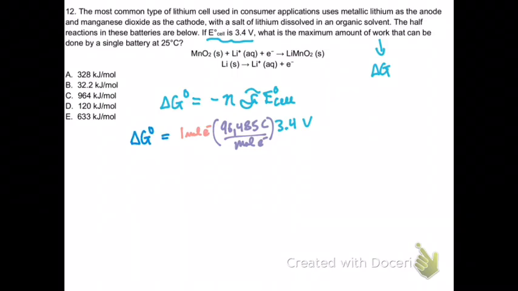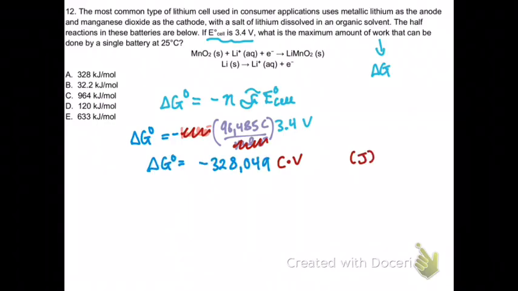Delta G standard is going to be equal to negative that. And moles of electrons are going to cancel out. And our units are going to end up being coulomb volts. And coulomb volt is just a fancy way of saying joules. Let's see what we get. So it's equal to negative 328,049 coulomb volts, which again is a fancy way of saying joules. So if we want to transfer this into kilojoules, it becomes 328 kilojoules worth of work. And there is no negative sign here because it's just asking how much work can it do. So the negative sign implies that it's a spontaneous reaction that can do that amount of work.